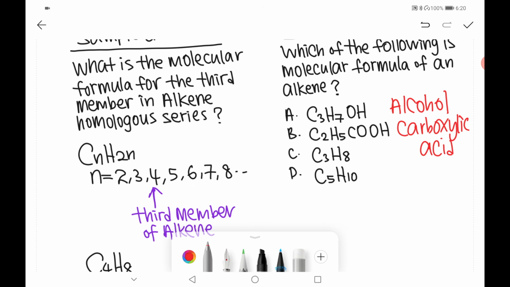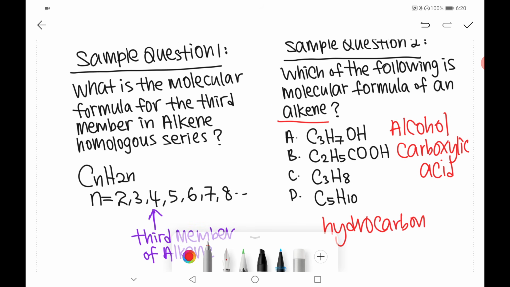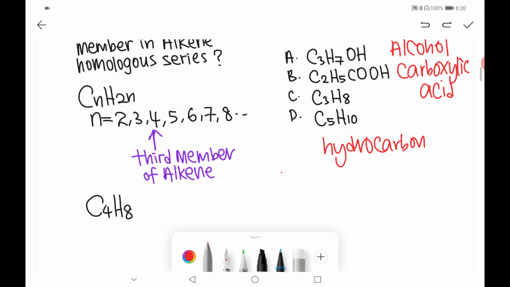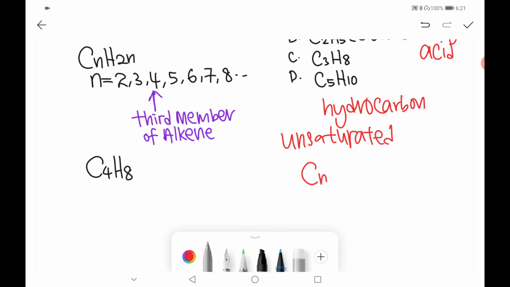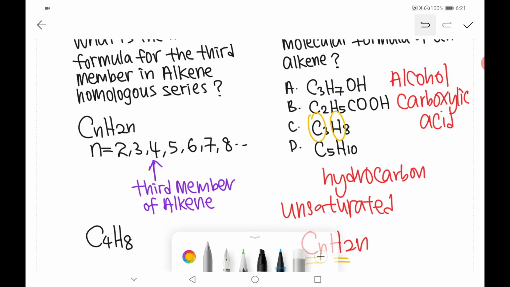Now look at answers C and D. They only have carbon and hydrogen, so they are hydrocarbons. Yes, alkene is a hydrocarbon, because we learned already that alkene is an unsaturated hydrocarbon. It makes sense, alkene is CnH2n, so alkene only has carbon and hydrogen. So now we know the answer is C or D.